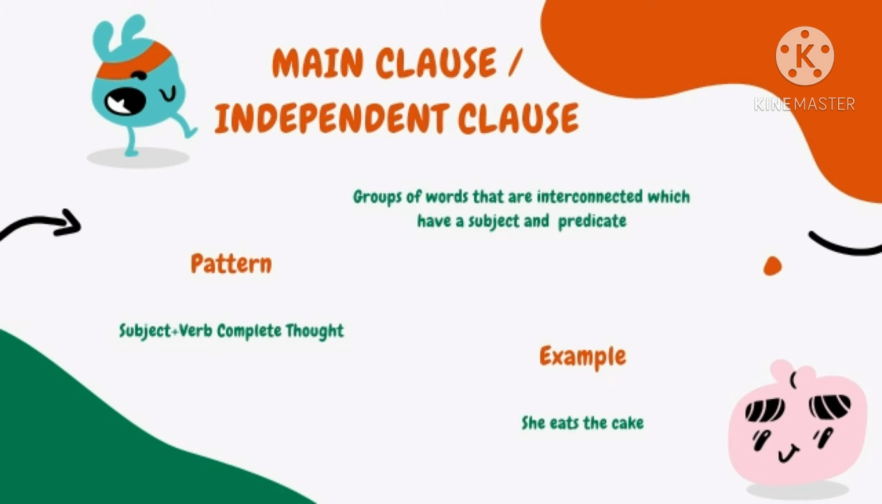And the next is main clause. A main clause is a group of words that are interconnected which have a subject and predicate. A main clause is also known as an independent clause because it can stand alone as a complete and whole sentence. The pattern is subject plus verb is a complete thought. The example: she eats the cake. She is the subject, eats is the verb. So the sentence can be said to be a simple sentence or independent clause.